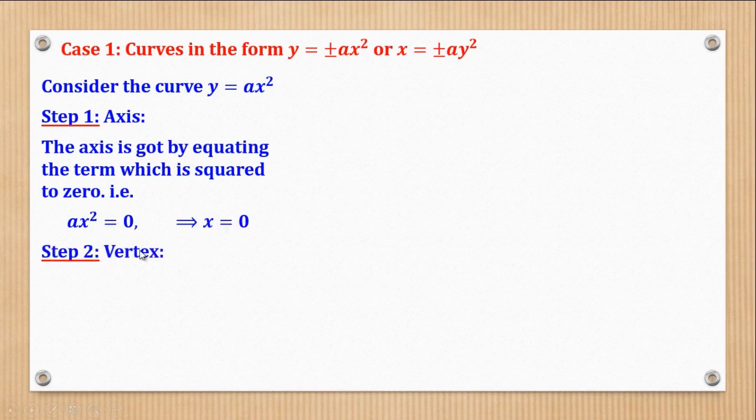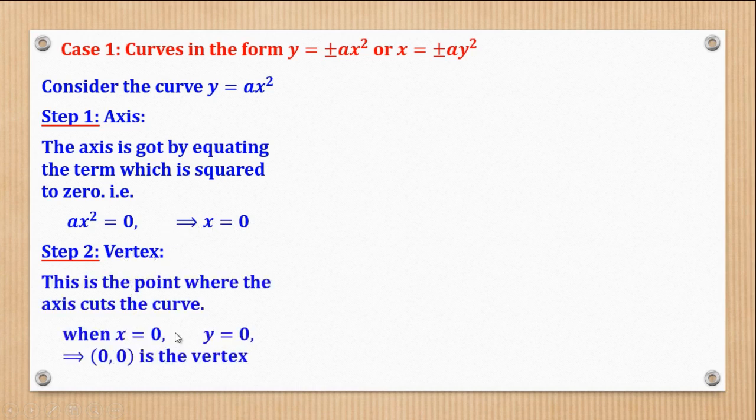Next will be the vertex. Vertex is the point where the axis cuts the curve. So when x is equal to 0, we shall come up with y equal to 0. So come and put 0 here. You remain with y equal to 0. Therefore 0, 0 is our vertex, and also 0, 0 is our intercept.